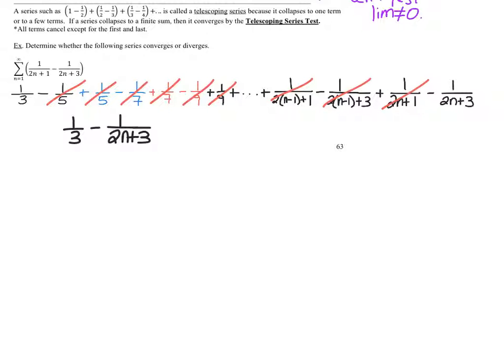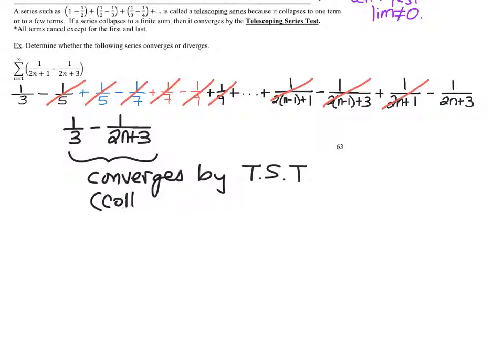All right. So again, if a series collapses to a finite sum, then it converges by the telescoping series test. So it just collapsed to a finite sum, converges by the telescoping series test, and it collapsed to a finite sum.